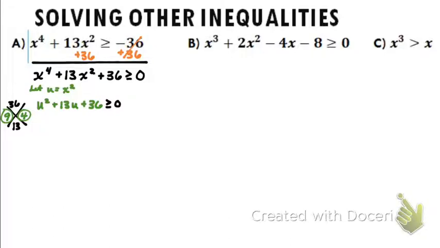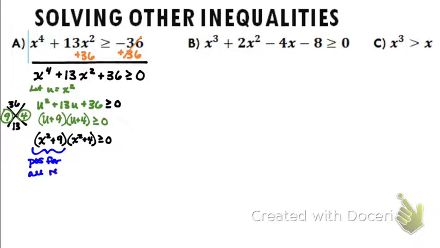I apologize. So I have u plus 9, u plus 4 is greater than or equal to 0. I'm going to substitute that x back in. So we had x squared was equal to u. So I have x squared plus 9, x squared plus 4 is greater than or equal to 0. If I take a real number and I square it, what's going to happen every time? It's going to be a positive. So is there any possible way that this would come out to be a negative? No.